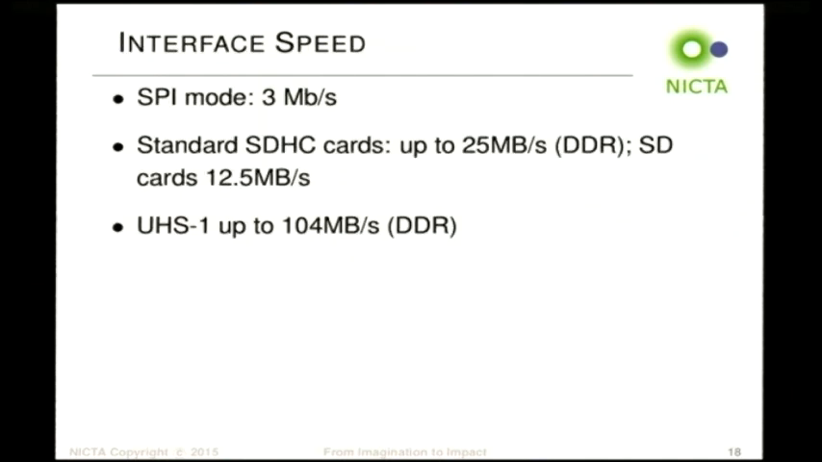I just wanted to mention interface speed a little bit. You've got three modes of access to a typical card. You can either access in a single line mode, one bit at a time serial, and for that up to about 3 gigabit per second, or you can flip to a 4-bit wide system and talk across that, or you can do double data rate and do it both on the rising edge and the falling edge of the clock, which gives you up to 25 megabytes per second. There's also a standard UHS-1 and UHS-2 and UHS-3, but I haven't actually seen any of those cards, which lets you get up to 104 megabytes per second at double data rate. And that's pretty nice.